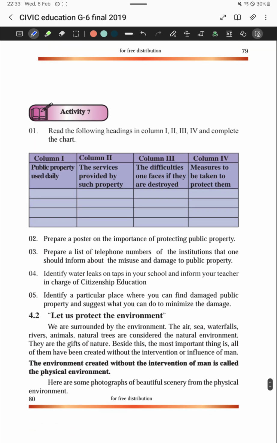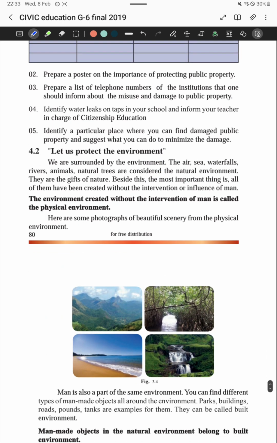So activity number 7 is there for you. I'm not going to talk about these activity things. You can ask it from your school teacher, right? Okay, then let's move to 4.2.